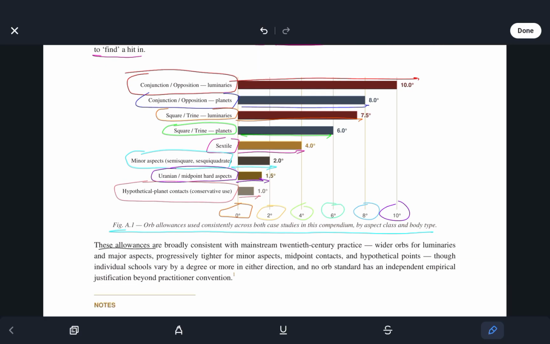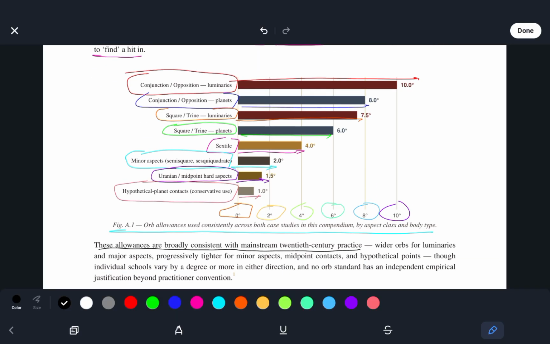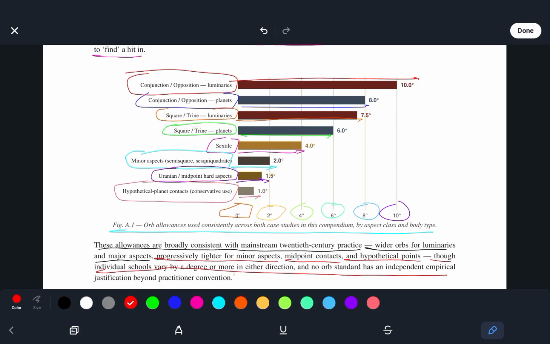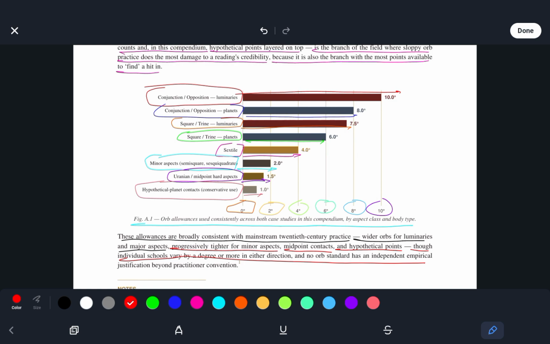So these allowances are broadly consistent with mainstream 20th century practice: wider orbs for luminaries and major aspects, progressively tighter for minor aspects, midpoint contacts, and hypothetical points. Though individual schools vary by a degree or more in either direction, and no orb standard has an independent empirical justification beyond practitioner convention.